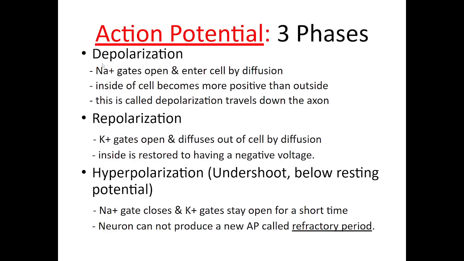Action potential, there are three phases: depolarization, repolarization, and hyperpolarization. Depolarization is when the inside of the cell becomes more positive than the outside. Repolarization is when the inside is restored to having a negative voltage. And hyperpolarization is when the neuron can't produce any new action potential, called the refractory period.